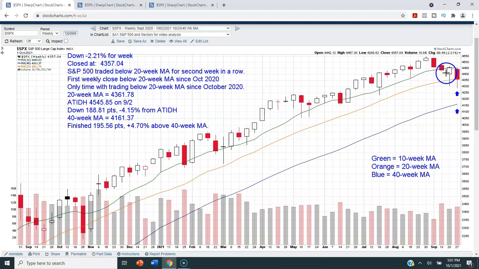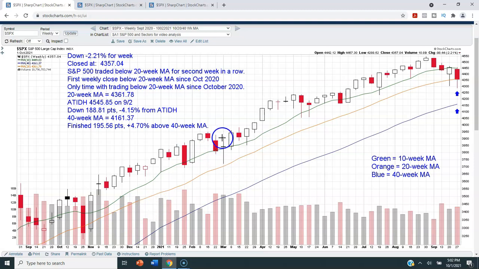Now, this was the second week in a row, as you can see here on the tails of these candles, where the S&P 500 has traded below the 20-week moving average. And this is the first trading that we've had below the 20-week moving average since back in October of 2020. So it's been quite a while, almost a year since we've had any trading below the 20-week moving average.